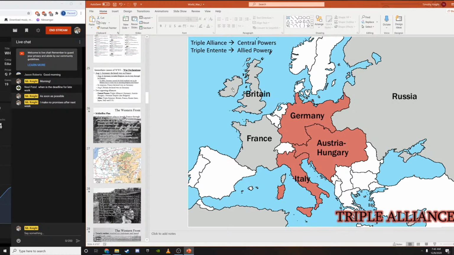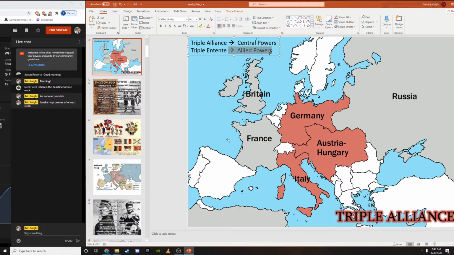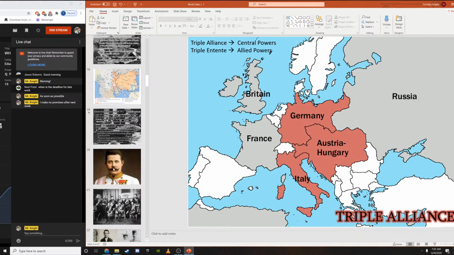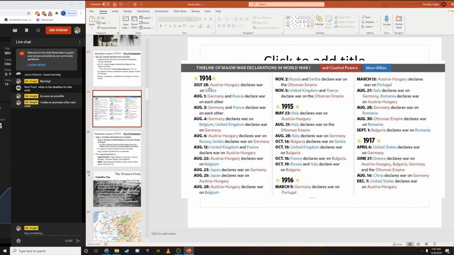The Triple Entente, made up of Britain, France, and Russia, becomes known as the Allied Powers. All right? So, taking a look at these two, you can see them here in red versus blue. Anything that's red is a Central Power, anything that's blue is an Allied Power.